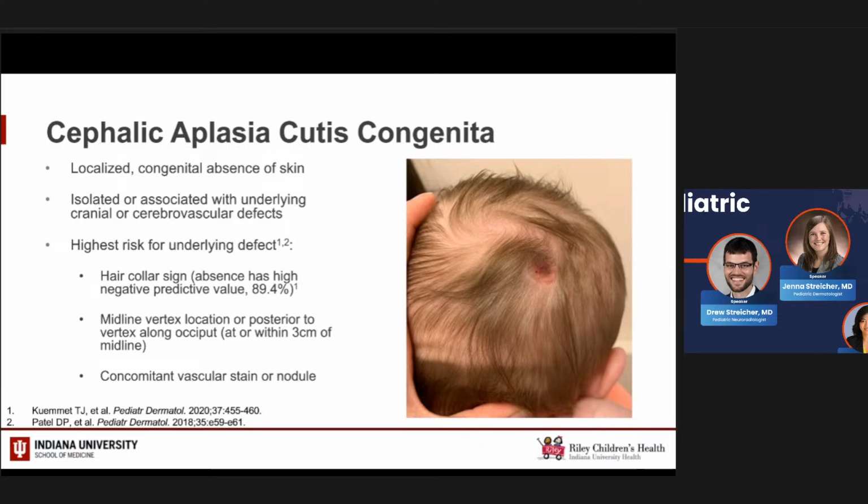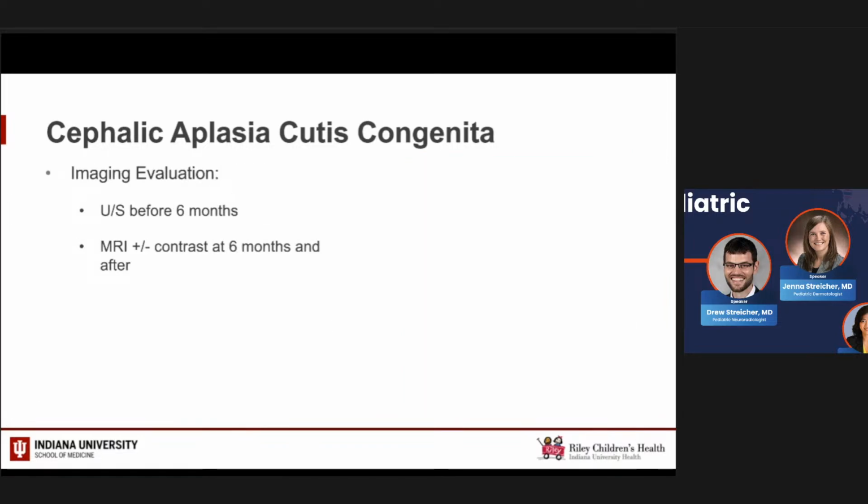And then the other ones that we worry about are when they're midline. So the midline location, especially if it's posterior to the vertex of the occiput or within 3 centimeters of the midline. And then if there's aplasia cutis, so missing skin, plus a vascular stain, or I feel a nodule nearby, that raises my suspicion even more. Typically we think about getting an ultrasound when they're young, and then by around 6 months or so, we think about whether we need to do an MRI to further evaluate.